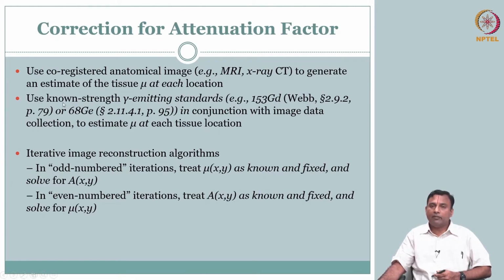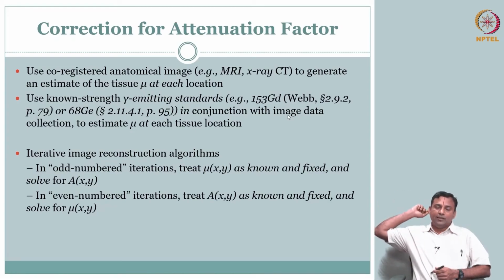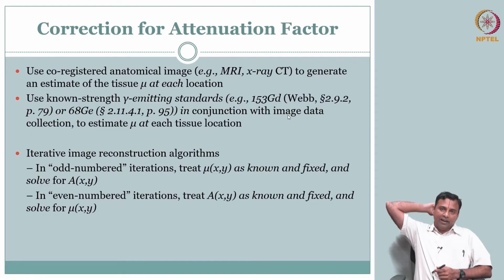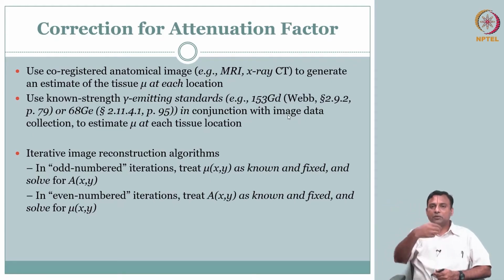Or another way to do it is, I will have some calibration: use a known strength gamma emitting standard and then collect the imaging data. The radioactivity is not inside the body. I will have a known strength, and then some tissue, and then your detector. Then I know my known strength, I know the path, I can get the average mu. That is one way of doing it. So you have to get the information from somewhere else. It is a different experiment that you will have to do.